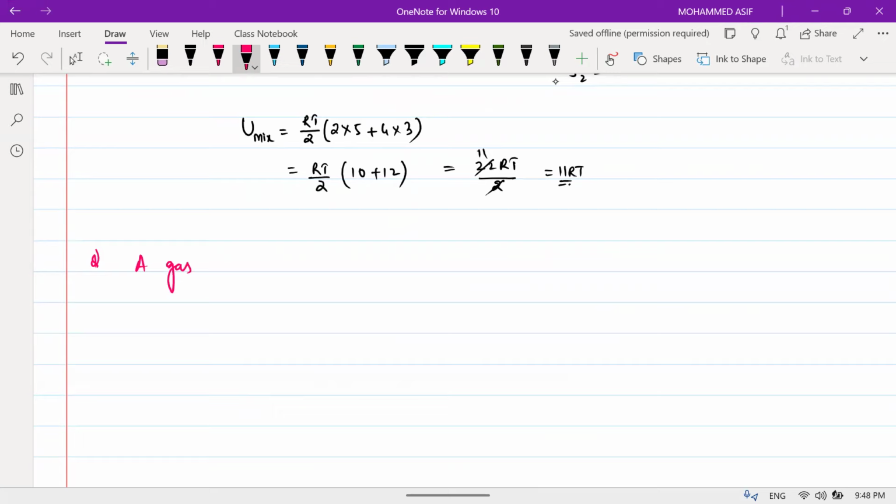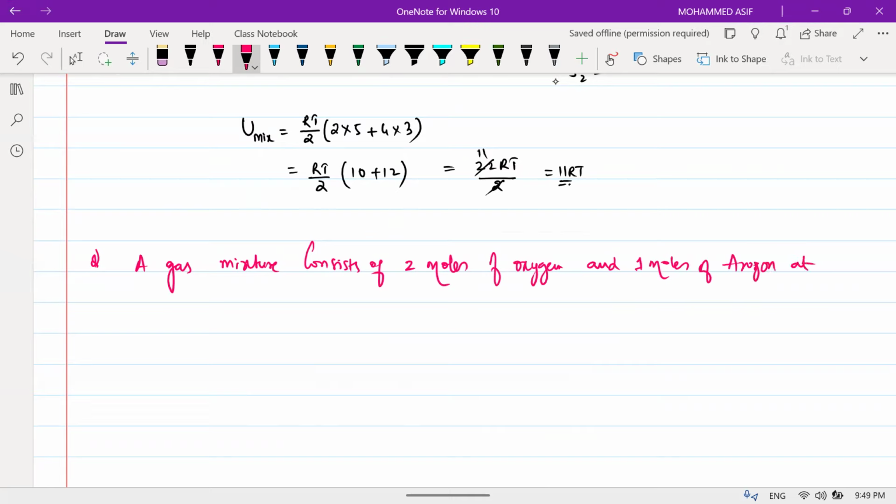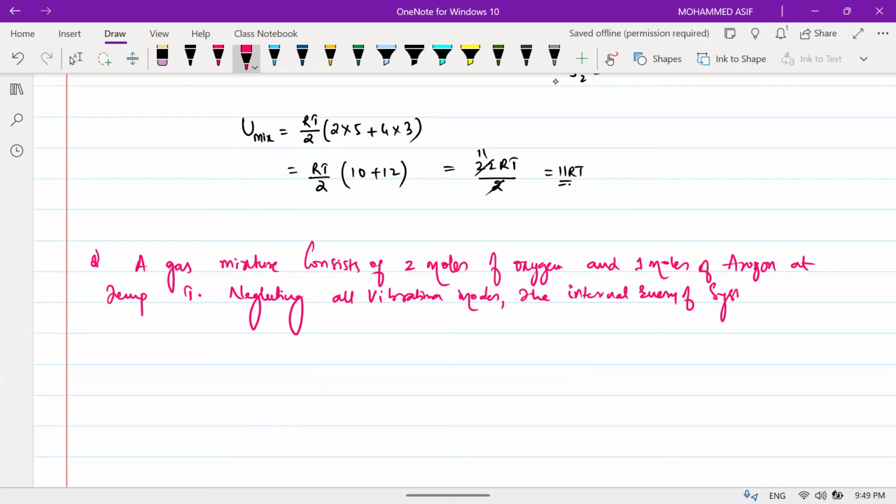A gas mixture consists of 2 moles of oxygen and 1 mole of argon at a temperature T. Neglecting all vibrational modes, the internal energy of the system is. Okay, tell the answer quickly.